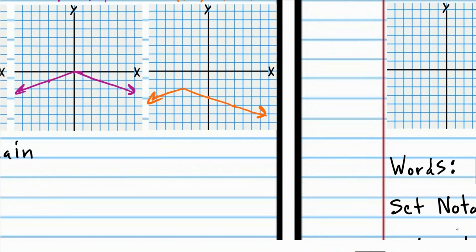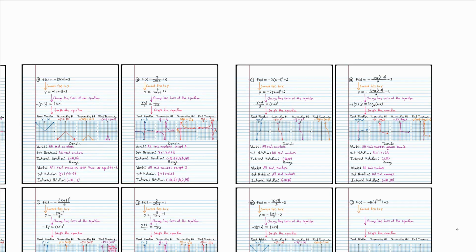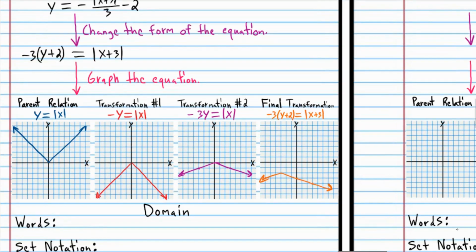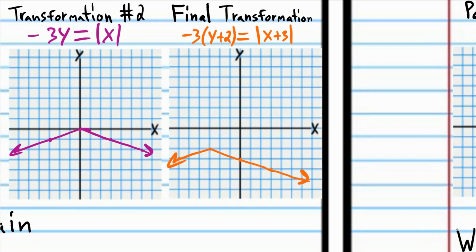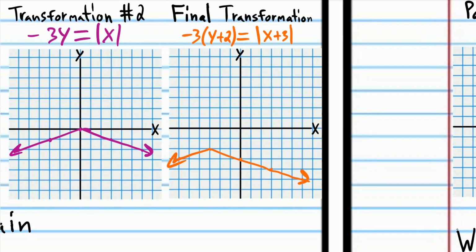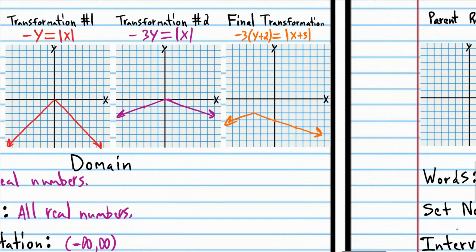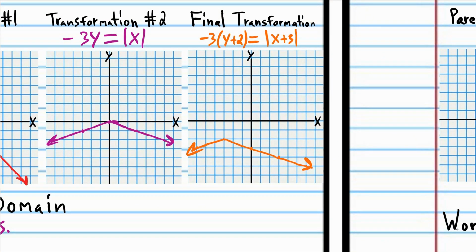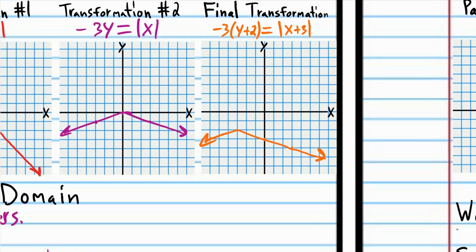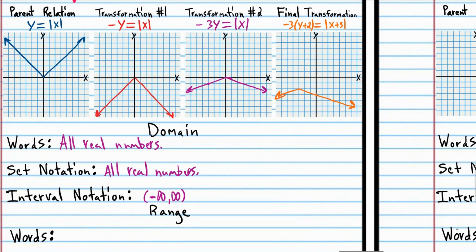Okay, so the domain is all the x values of the points on the graph. So we can see that the graph goes to the right indefinitely, and it goes to the left indefinitely, so the domain is all real numbers. But the range is restricted. There are no points up here. This point has the biggest y value, and every other y value is smaller. So the range is all real numbers less than or equal to negative 2.